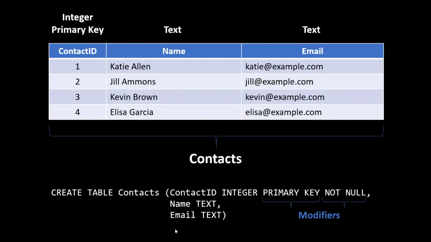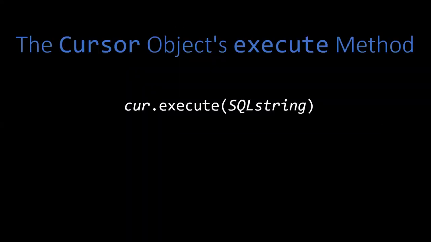Now, you'll recall from the previous video and from your textbook reading that when you create a database or when you connect to a database, one of the things that you have to do is get a cursor object. And the cursor object has a method named execute. And you call this method to execute an SQL statement. You simply pass a string that contains the SQL statement.